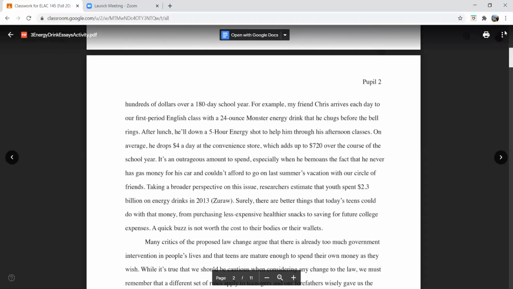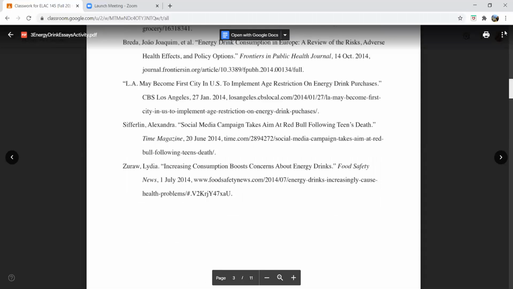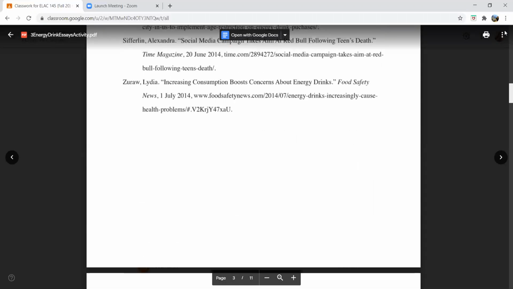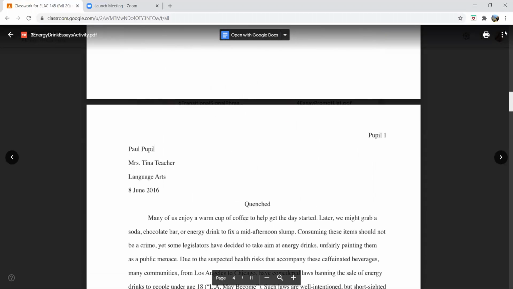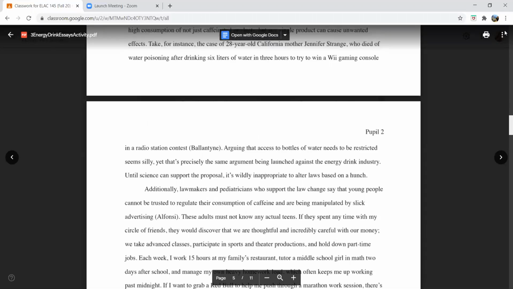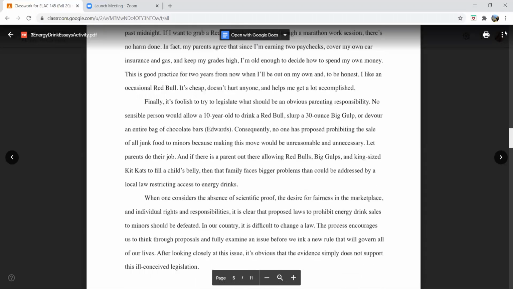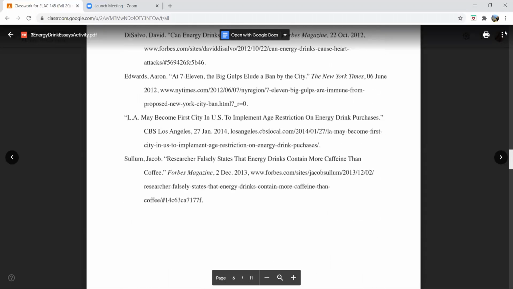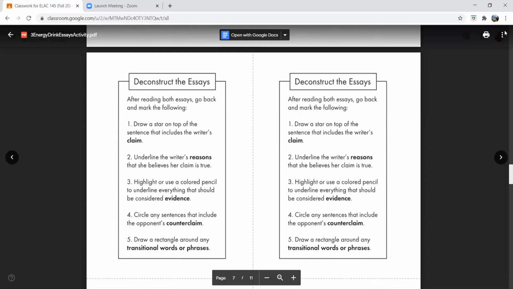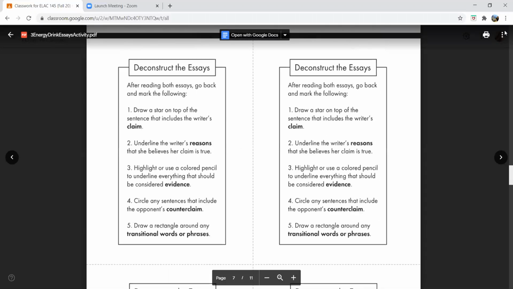What we're going to do today, last time you looked at the pro and con essay, we're going to do an activity that's called deconstructing the essay. And we're going to do this activity asynchronously just because we don't have a lot of class time and we have things that we need to talk about when we're in the Zoom. Okay, so if you make your way to page 7 of that Zoom document, you're going to find this activity that's called Deconstruct the Essay.